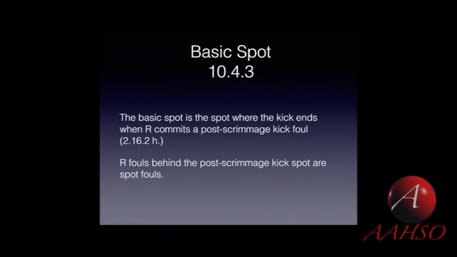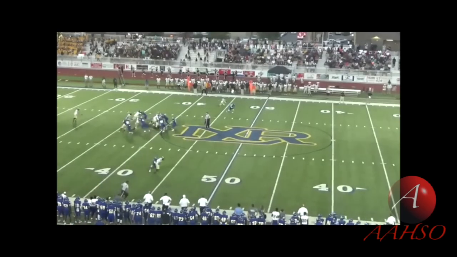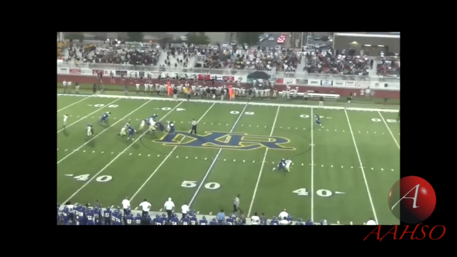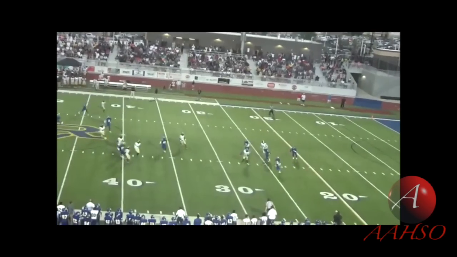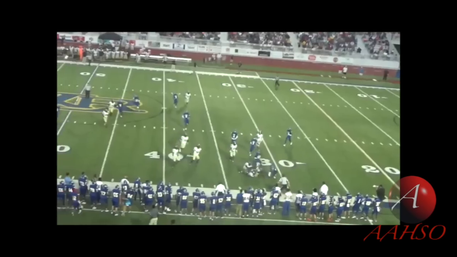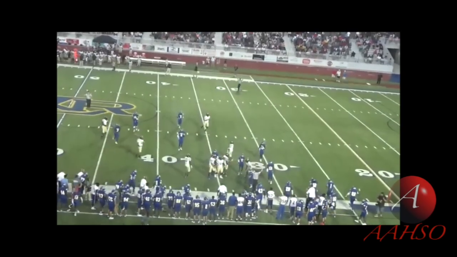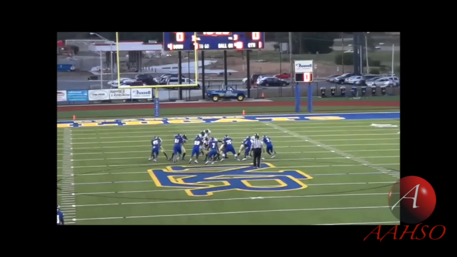How do we know where a kick ends? A kick ends when the possession is gained, regained, or the ball becomes dead by rule. In this particular play, the kick ends when the receiving team gains possession of the ball and begins to run. Once anyone gains possession of the ball, the kick rules turn off. And now we just simply have a running play.